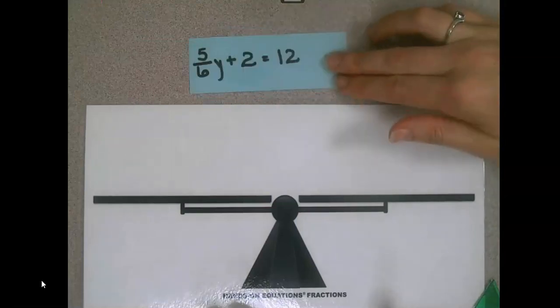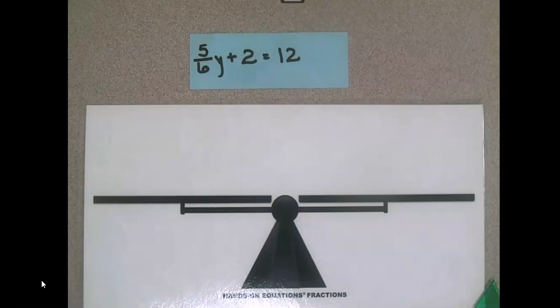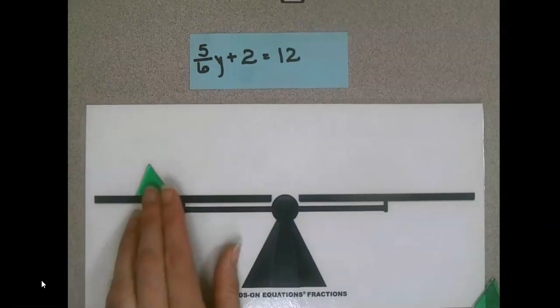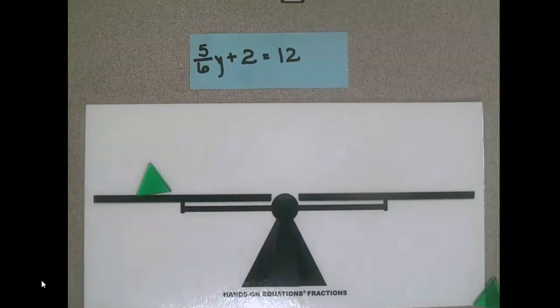So the first problem that we're going to look at is this one, and we read this problem as 5/6 of y increased by 2 is 12. We can also read it as 5/6 of y and 2 more is 12. Since 1/6 of y is our green block, 5/6 would be 5 of our green blocks.